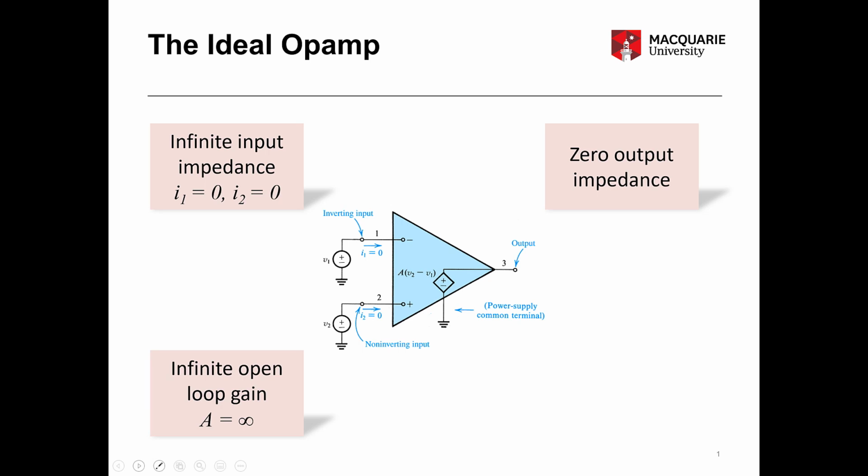The third criteria is for infinite open loop gain. Open loop gain here, denoted by A, is the amplification that our op-amp is going to provide. Op-amps work as a differential amplifier. They amplify the difference between the two input voltages. So you can see in the middle here, our output is V2 minus V1 times A. So what we're saying here is for an ideal op-amp, this A should be infinite.